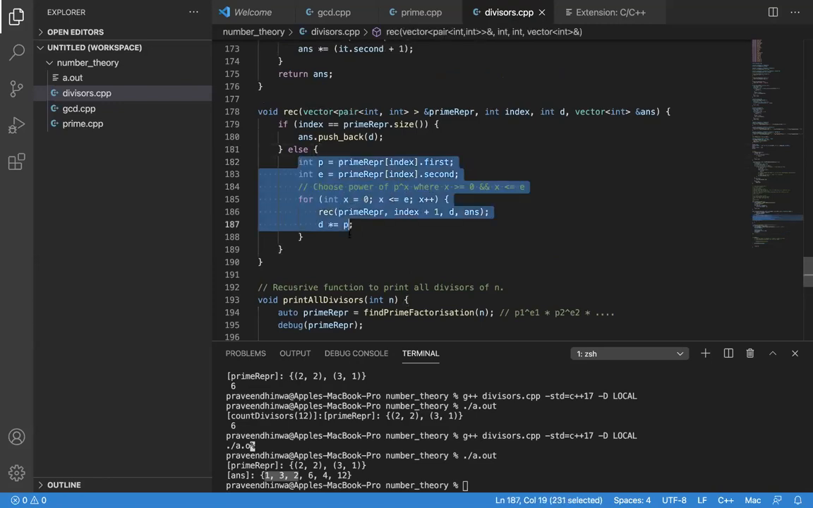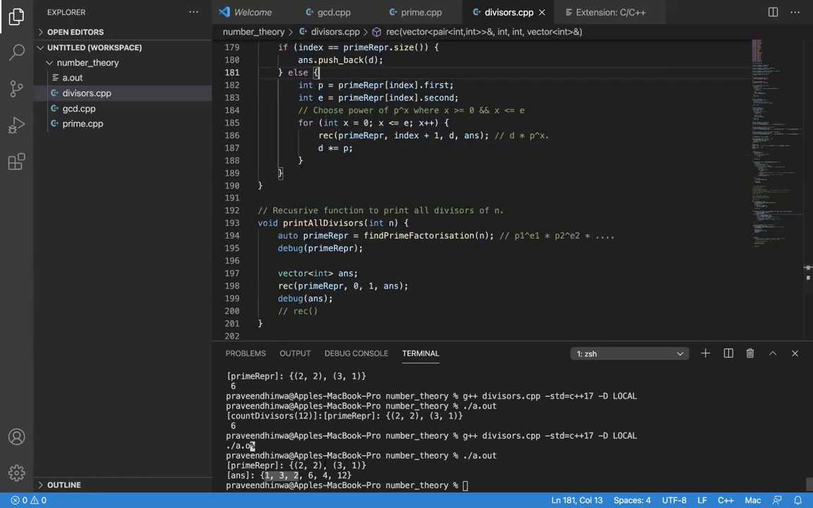This part is important. Even if you don't get this line, what this line is doing is a clever way to, at this point, multiply d by p power x. So when x equals 0, I'm not multiplying d by anything. But when x becomes 1, I will have multiplied by p once. x equals 2, I multiply by p squared, and so on. So in the end, this will be your divisor.